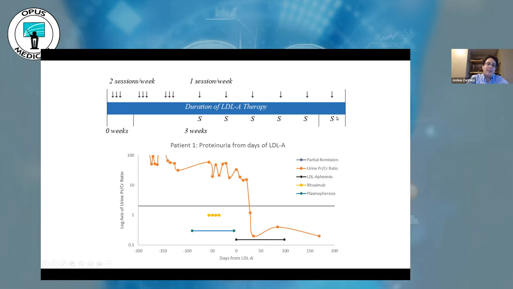And this is the first patient we treated here. You notice this is a log of urinary protein to creatinine ratio, very high urinary protein to creatinine ratios, right? Normal is down here at 0.2. This patient had been treated with plasmapheresis, had undergone rituximab treatment, and the only thing that put that patient into remission was, you guessed it, LDL apheresis, and the patient stayed in remission.